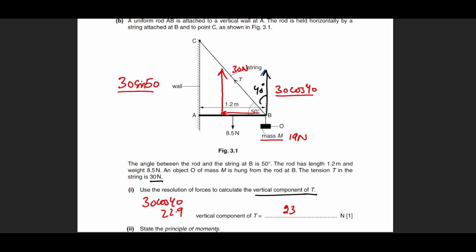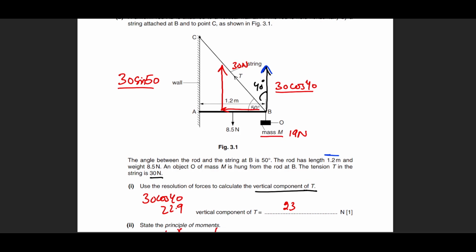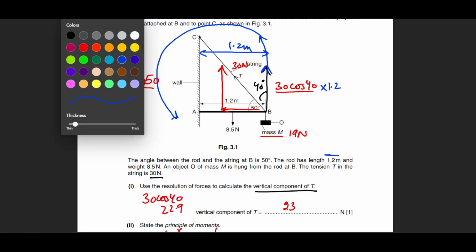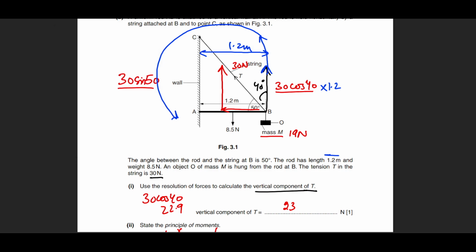We have one force that is in the upwards direction, and the length of the rod is 1.2, so this is 1.2 meters from the pivot. So I have 30 cos 40 multiplied by 1.2. This moment is in the upwards direction, or if you extend this, it is actually in the anti-clockwise direction. But if you look at the weight of this 8.5 and this mass, these are both about this point A, which is the pivot of the system. They are both clockwise, right? So I'm going to add these two factors, press an equal sign, and then equate it with this factor.